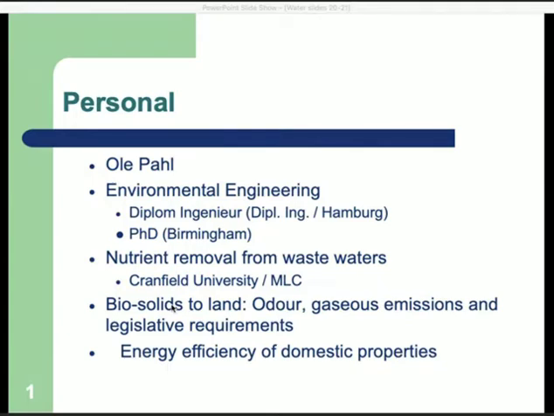That then led to work on biosolids to land and odorous emissions, gaseous emissions, legal requirements, all this sort of stuff, and a very short period on energy efficiency in domestic properties. But you get the drift. I'm sort of a watery person. I like dirty water. I like compost and waste and all this sort of stuff. So that's my background.